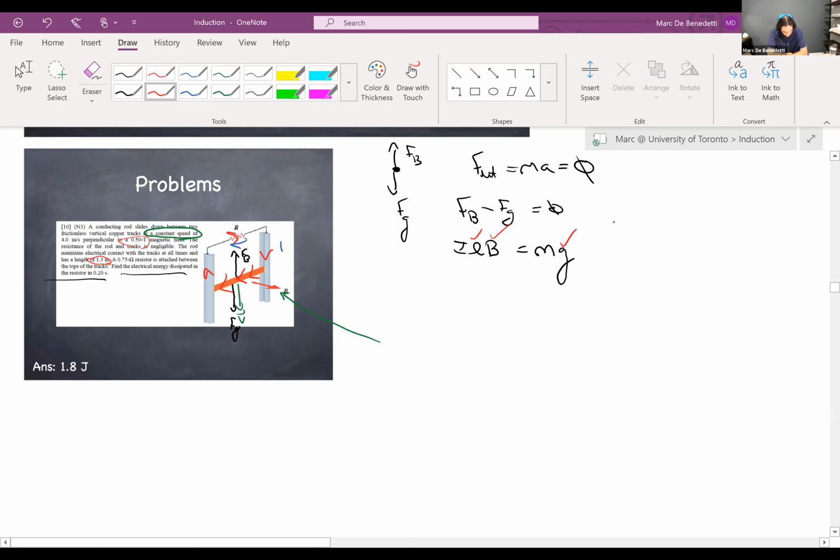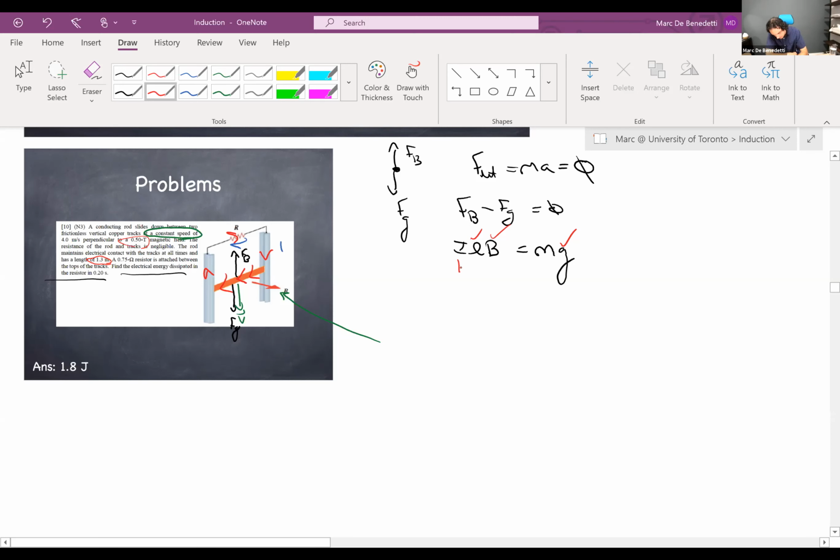Gravity we know. Mass. Do we know mass? The resistance, we don't need resistance yet. The rod maintains electrical contact. We have resistance attached between the tops of the track, find the electrical energy. So we don't know mass. I'm going to have to trust that mass will cancel in some fashion. So for now, I'm just going to leave it.